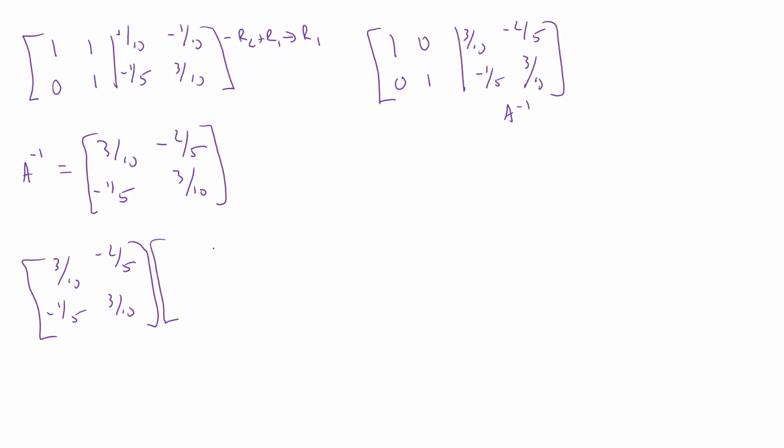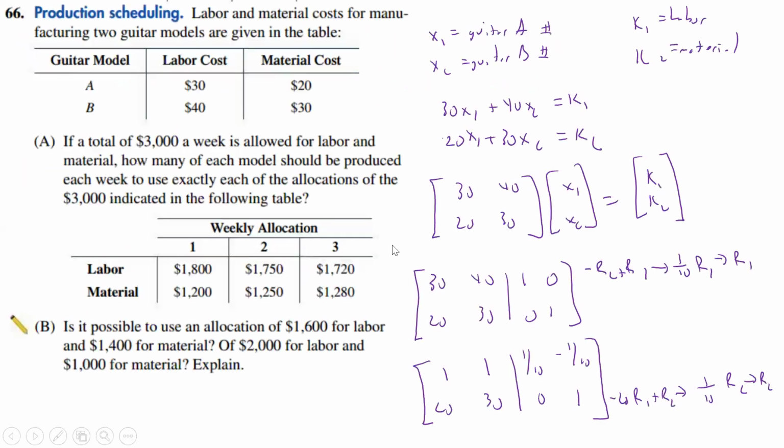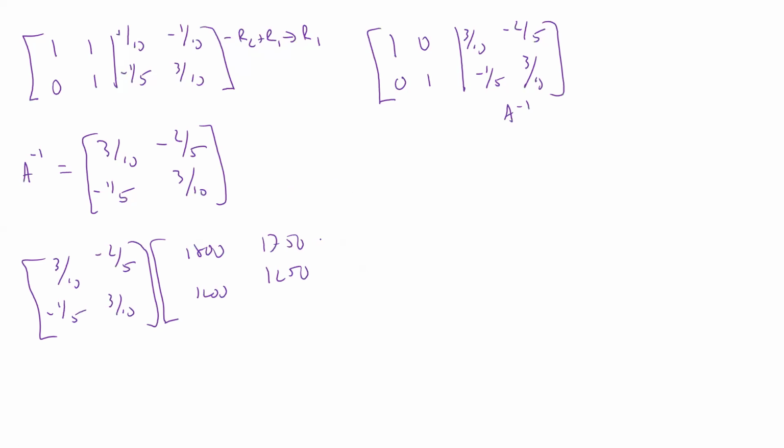by, and we're going to say, okay, well, that was 1800 over 1200, and that's going to be 1750 over 1250, if I remember, and then I don't remember the last one, 1720 and 1280. Okay, so I have a 2 by 2 and I have a 2 by 3. Those are the same, so I'm going to get out a 2 by 3.